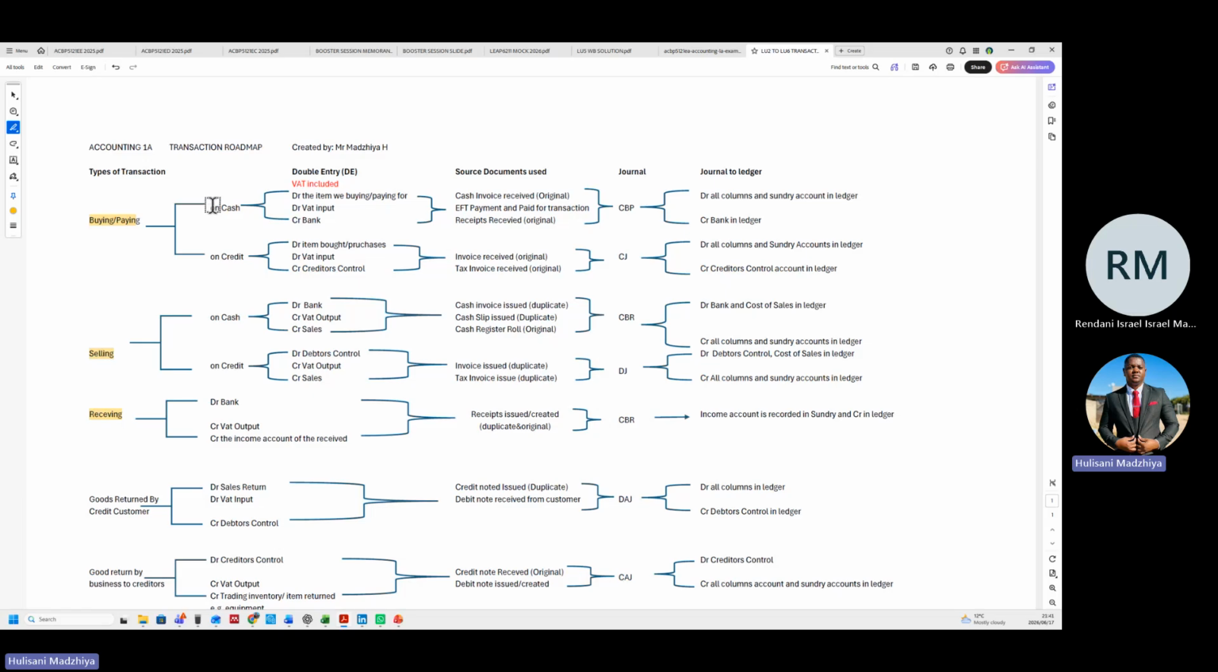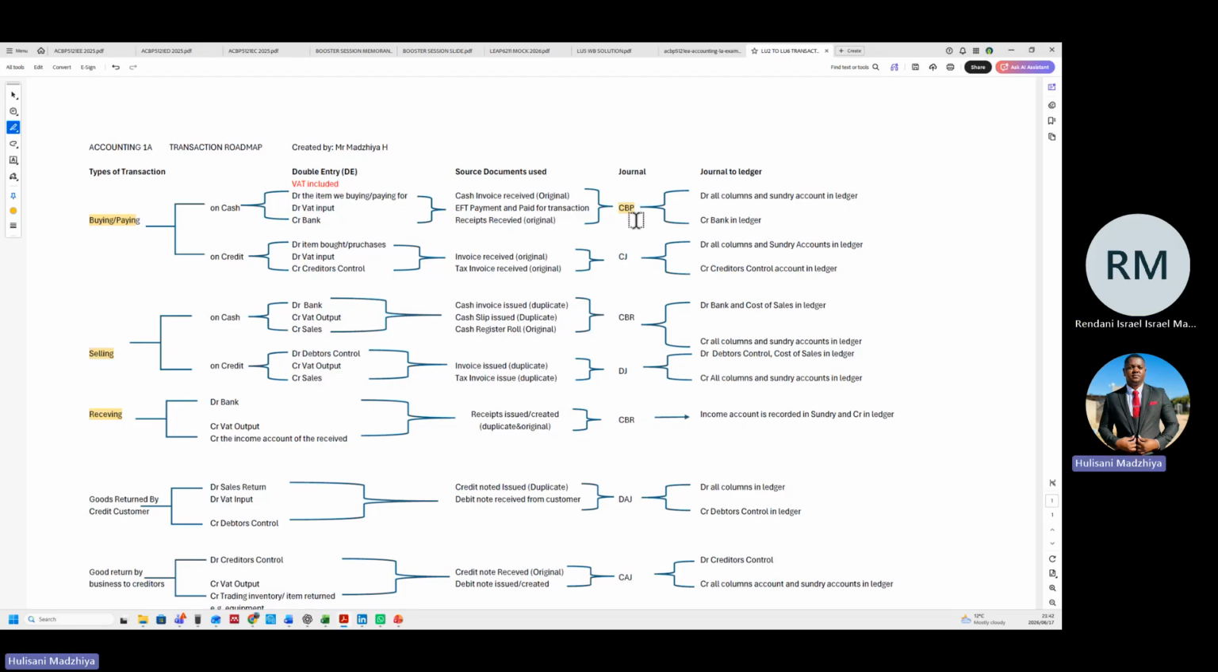So for all transactions where we will be buying on cash, the source documents we're going to use are a cash invoice received, EFT payments, or transactions that say paid for, and receipts received. These are the source documents that we use to record transactions where we are buying or paying on cash. And all of these transactions are recorded in the cash book receipts and cash book payments. So this will be the journal.